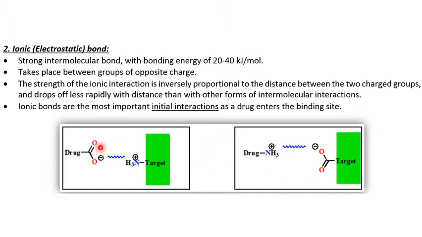As you can imagine, the closer the ions are to each other, the stronger the bond, and as the distance increases, the bond becomes weaker. Ionic bonds are considered the most important initial interactions as the drug enters the binding site because they have a long range of interaction.